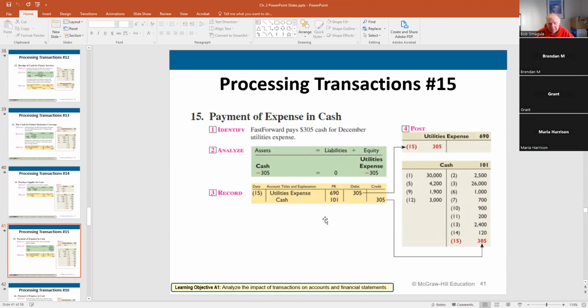Utility expense, here we go. They're paying their electric bill, huh? $305. Debit utilities expense, credit cash. And you see that cash account's going up and down, up and down.